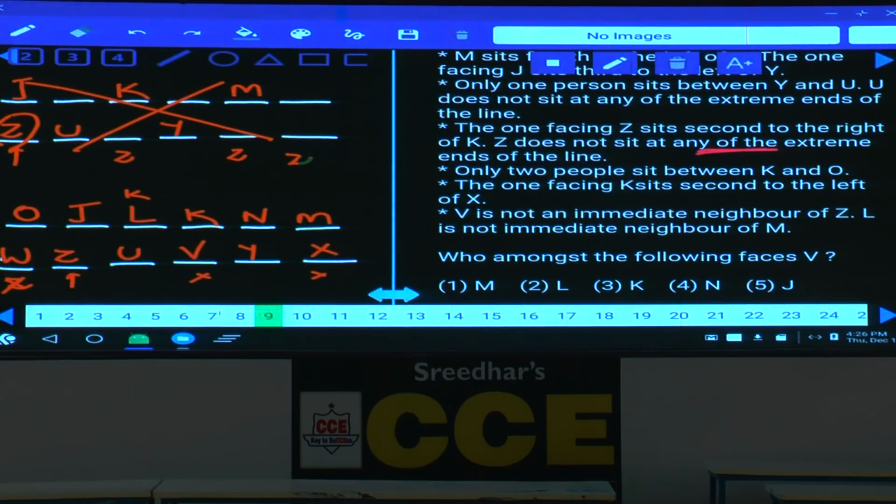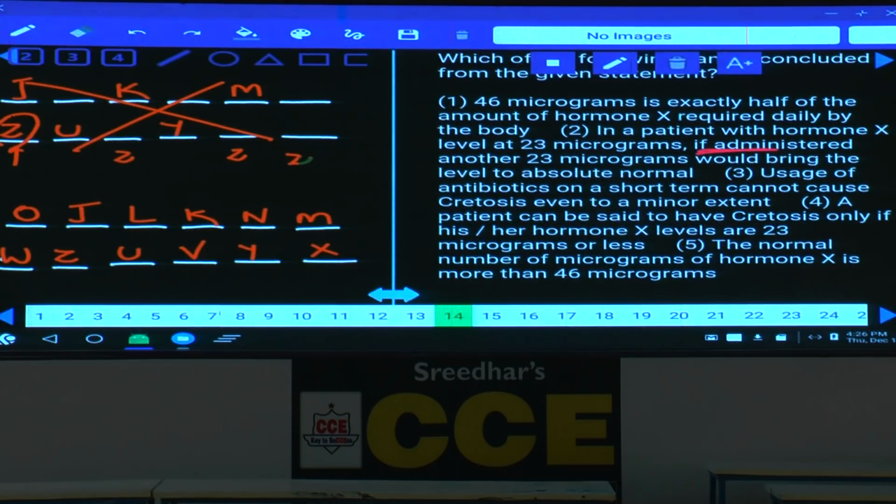Now in the row which is facing towards south, what is the order here? O, J, L, K, N, M, and in the other row, then who are the persons here? W, Z, U, V, Y and X. Now these are the two different orders. Now this is about question numbers 9 to 13. The next one, question number 14.